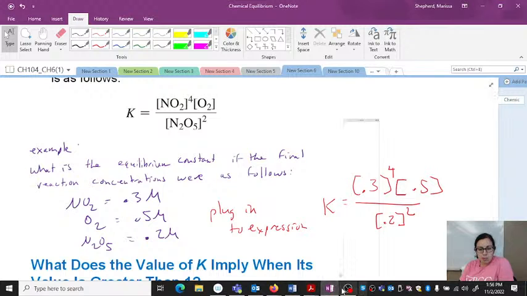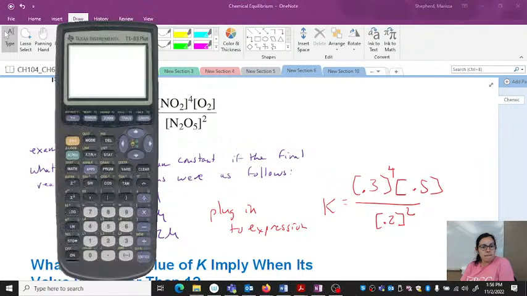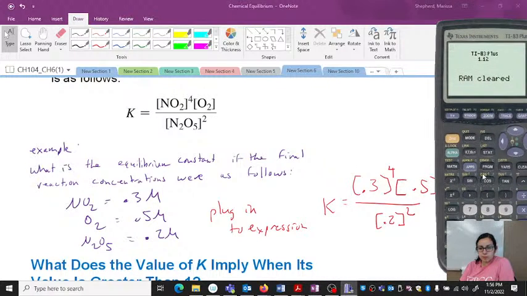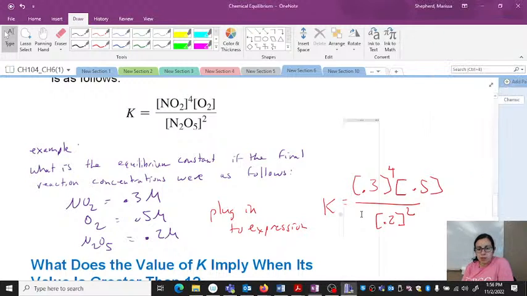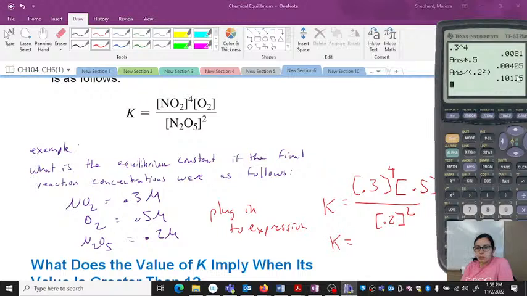Then you set that all up and plug it into your calculator. So 0.3 to the power of 4 times 0.5 divided by 0.2 squared. And that just spits out your number, and that's your K, your equilibrium constant. So for this random example, our K is about 0.1.